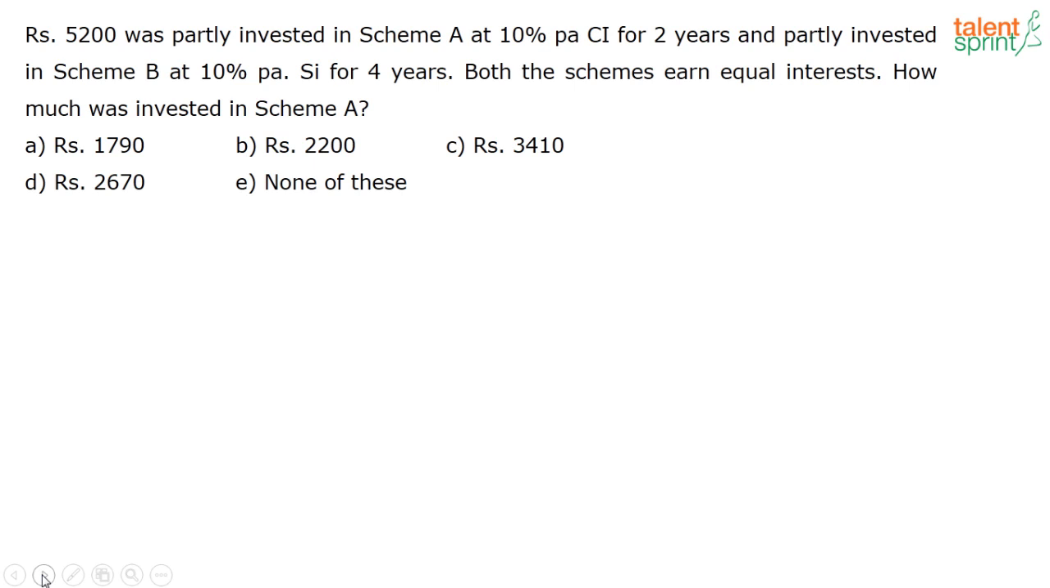Rupees 5,200 was partially invested in scheme A at 10% per annum compound interest for 2 years and partially invested in scheme B at 10% per annum simple interest for 4 years. Both the schemes earn equal interest. How much was invested in scheme A?